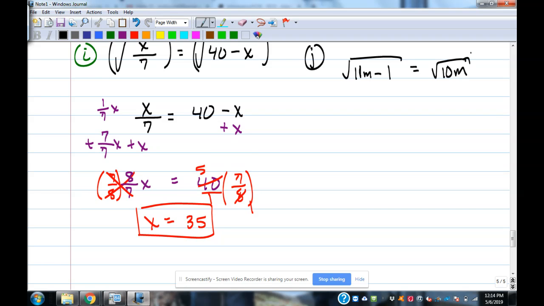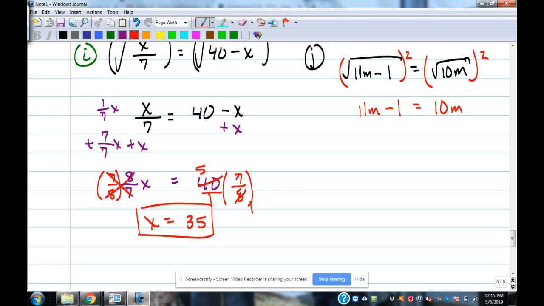Square root of 11m minus 1 is equal to the square root of 10m. Is there anything that is not inside of a square root? No. So I can just square both sides. And that'll get rid of my square roots. 11m minus 1 is equal to 10m.